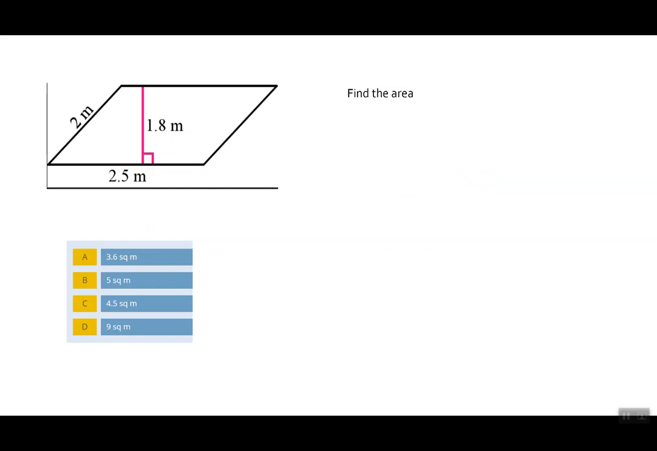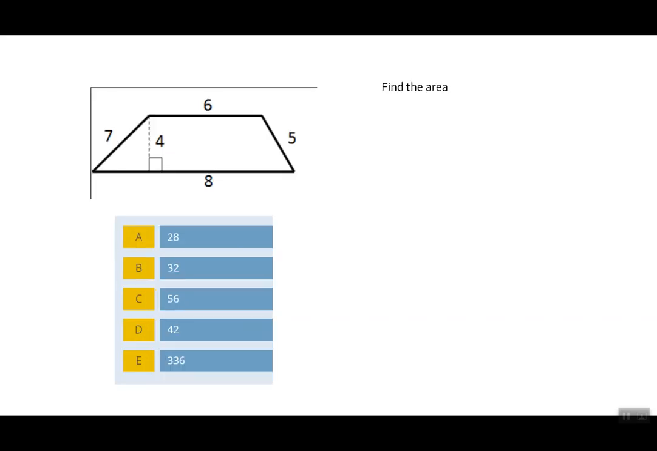So if you do the area, it's 1.8 times 2.5, which gives me 4.5 square meters. Okay. Another area, here's a trapezoid. All right, so hopefully you remembered that you were supposed to add the 6 and the 8 together, multiply by 1/2, and then multiply by 4, and you get 28.